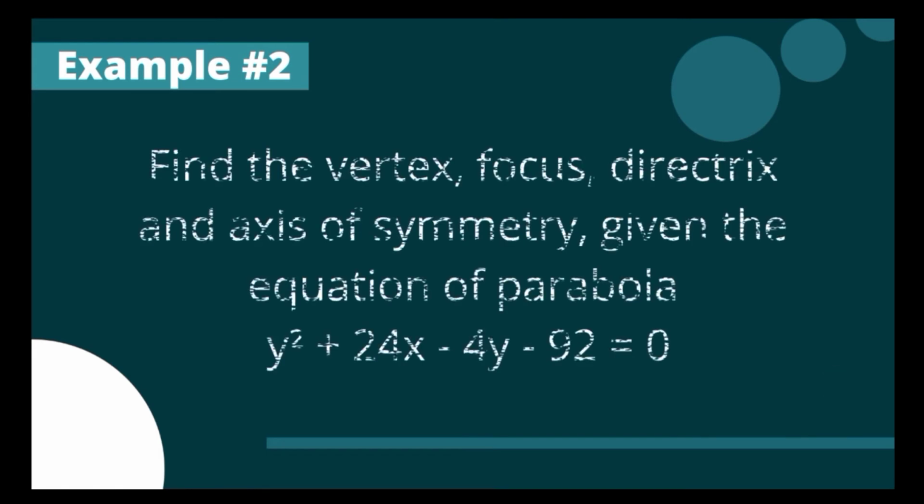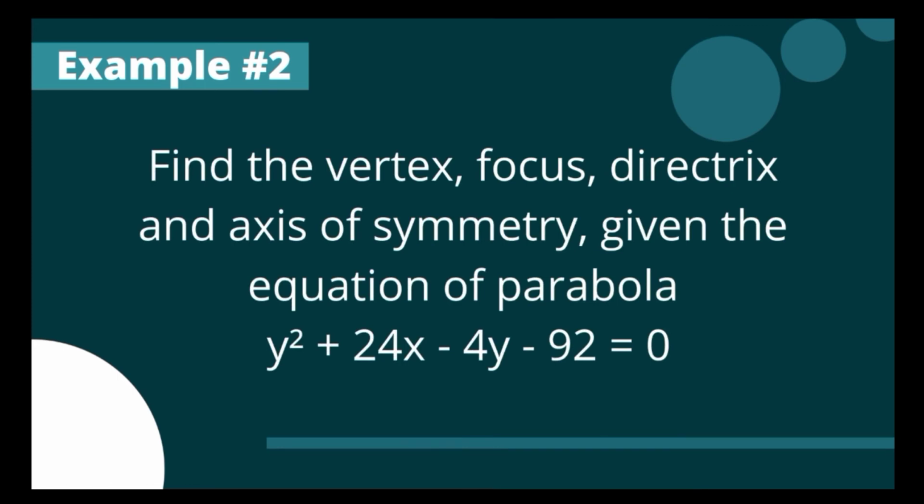After example number 1, we will proceed to example number 2. Find the vertex, focus, directrix, and the axis of symmetry given the equation of the parabola y squared plus 24x minus 4y minus 92 is equal to 0. This time, ang given example ay naka-general form. So we are going to make it standard form.